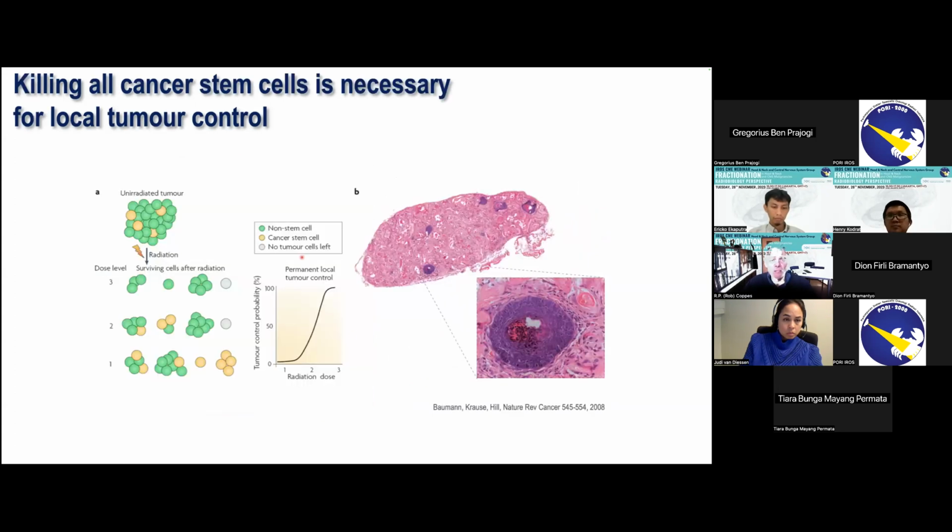But again, you have to kill all the cells, all the cancer cells, before you really have a tumor response. So in principle, it looks like this. You have non-stem cells, cancer stem cells, and no tumor cells left. This is a normal tumor. If you radiate to a low dose level, you will see you still may kill quite a bit of non-stem cells, but you still have all the stem cells remaining. With a little bit higher dose, you already kill some stem cells. And even if you kill only the stem cells at the end, you will have a total response. And here, if you kill all the stem cells, you have a total response. And then you get this kind of S-curve, which you can measure again with this transplantation of these tumors.